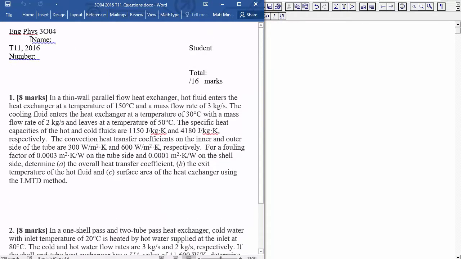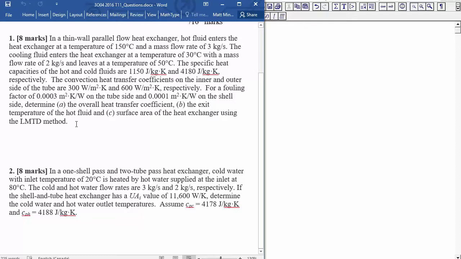Okay, so we're going to look at test number 11 from 2016, and this is on heat exchangers. First question: in a thin wall, parallel flow heat exchanger, hot fluid enters the heat exchanger at a temperature of 150 C and a mass flow rate of 3 kilograms a second. Cooling fluid enters the heat exchanger at a temperature of 30 degrees with a mass flow rate of 2 and leaves at a temperature of 50.